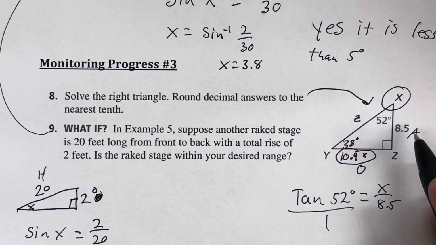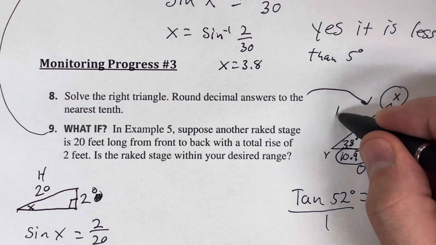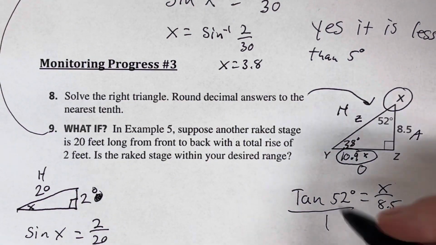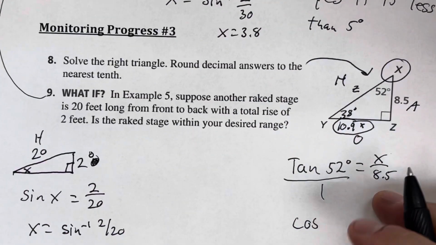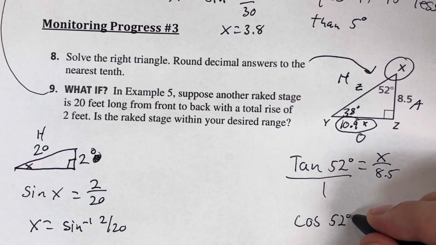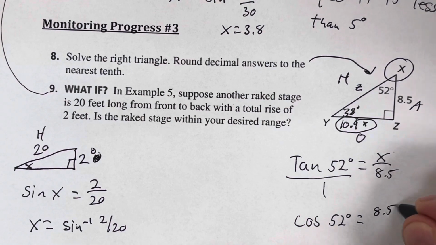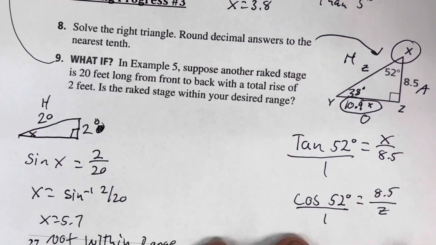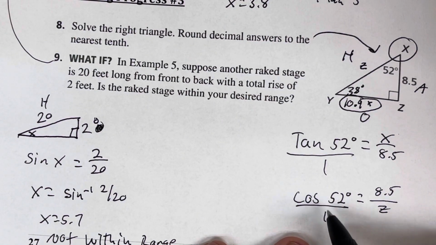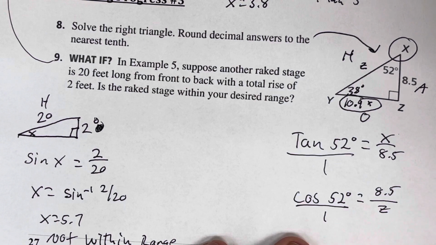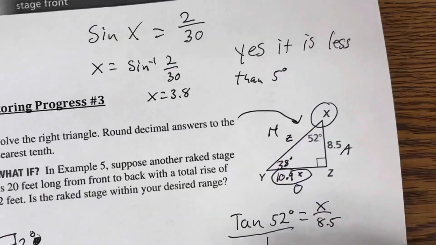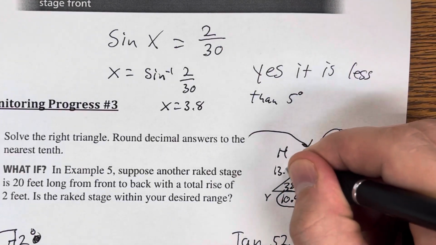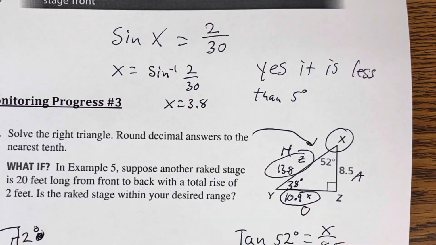And lastly, z. We'll still use the 8.5, adjacent and hypotenuse. Cosine of the angle, 52, equals the adjacent piece, 8.5, over the hypotenuse, little z. Put over 1, have to cross multiply to solve. Z is going to go across, 8.5 is over here, so we're going to have to divide. 8.5 divided by cosine 52 is 13.8. And we found all the missing pieces.